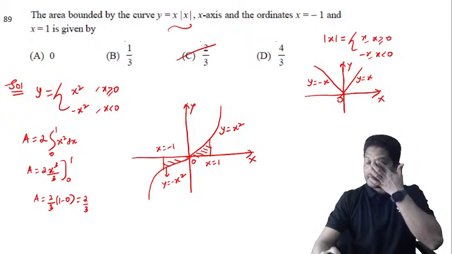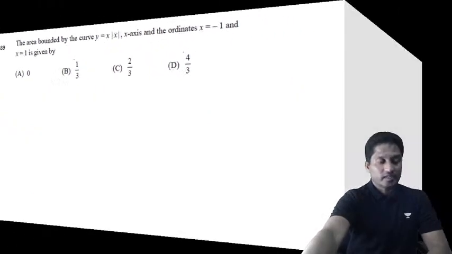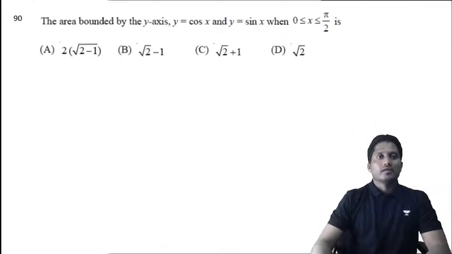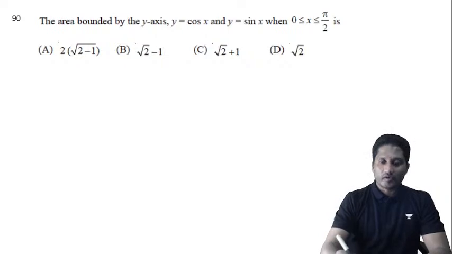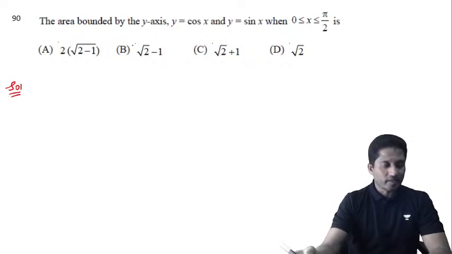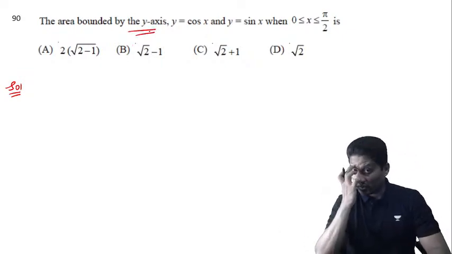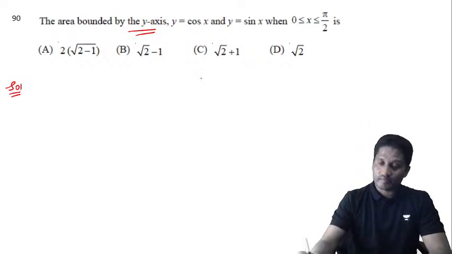Answer is option C. Right, let's move to the next question. Question number 90. Area bounded by y-axis, cos x and sin x when x lies between 0 and pi by 2.